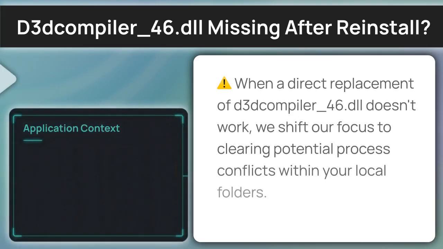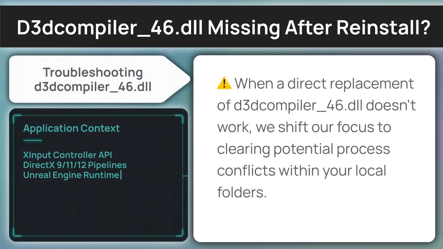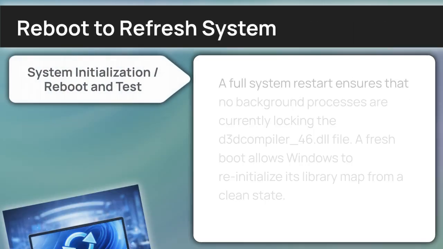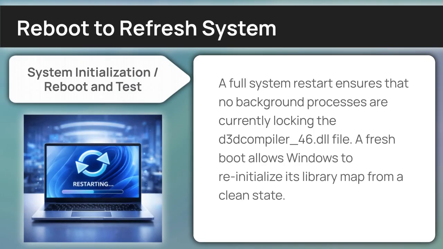When a standard software refresh isn't enough, we need to bypass the automated installers and look at manual system state resets. A full system restart ensures that no background processes are currently locking the D3D Compiler 46 file. A fresh boot allows Windows to reinitialize its library map from a clean state.